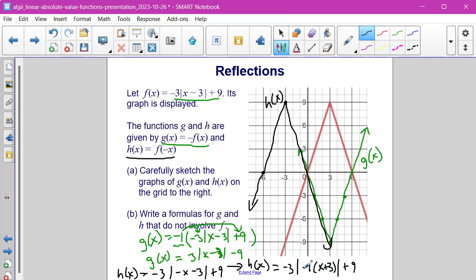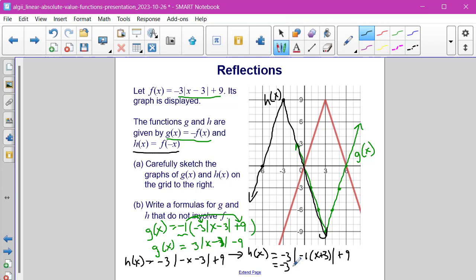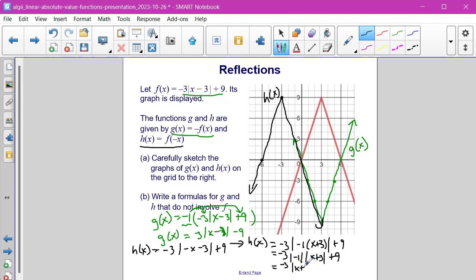And now since the absolute value of a product is equal to the product of the absolute values, we can then write this as -3 times the absolute value of -1 times the absolute value of x plus 3, and then plus 9. And now when we simplify this further, we're going to get still the -3 out in front, then the absolute value of -1 is +1, so we don't have to rewrite that, and we have the absolute value of x plus 3, and then plus 9. So here's our h of x function that we just graphed.